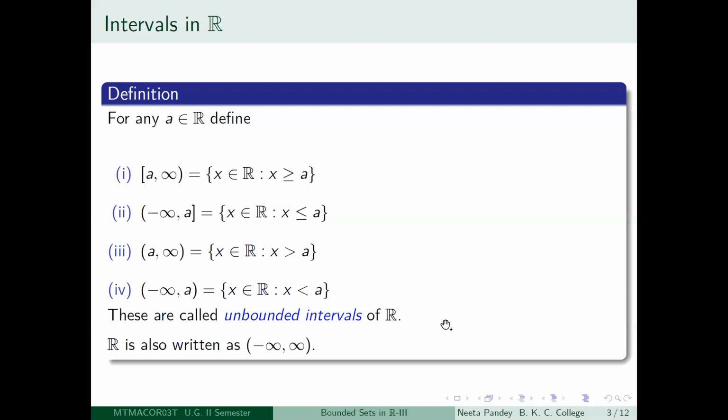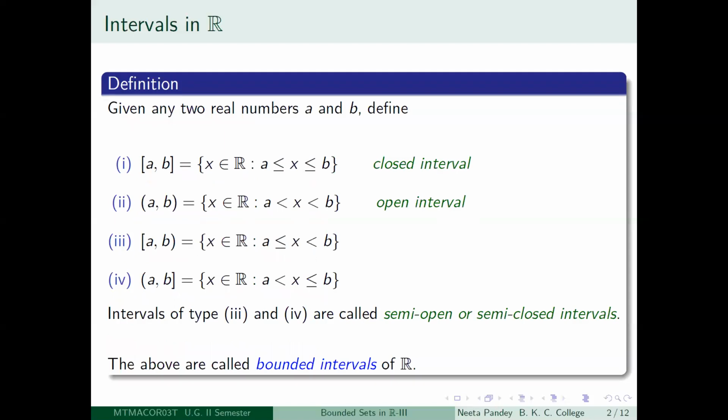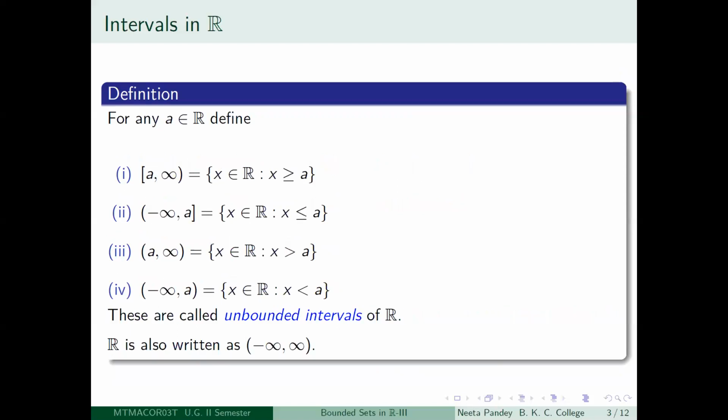These are called unbounded intervals of R, and the previous four intervals were called bounded intervals. So naturally, you know what is the meaning of bounded sets. So you would like to relate that these are actually bounded sets and the other ones are unbounded sets, so that we will make clear quickly. And notice that if you have the real line, any real number is actually greater than minus infinity and less than infinity. That is how we want to imagine.